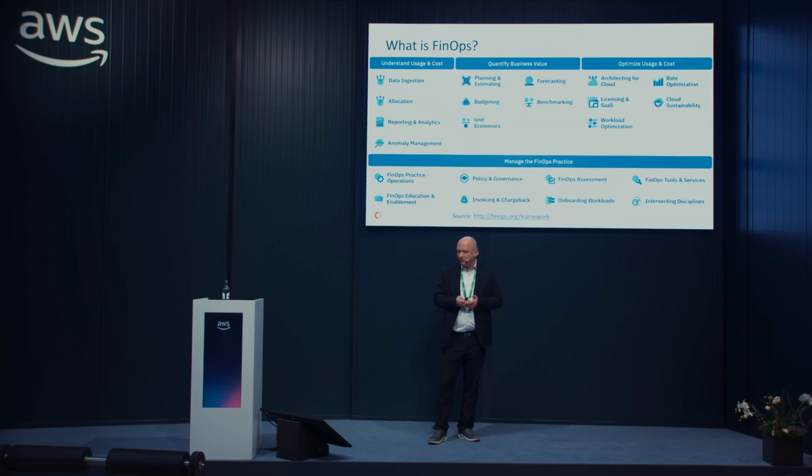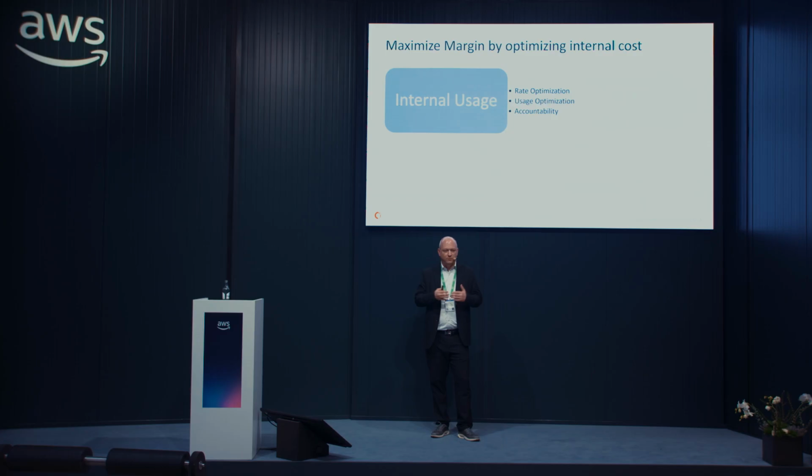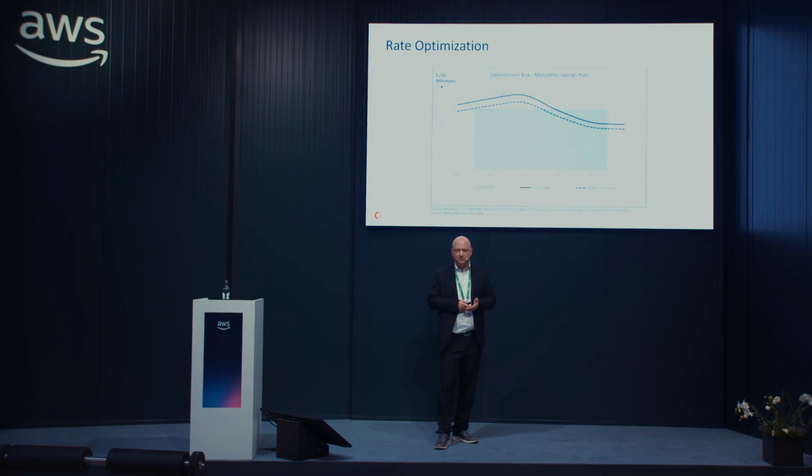But let's focus on the first topic: how we can optimize our internal usage and bring these costs down. There are three topics: rate optimization, usage, and then I'll go a bit into accountability. With the rates, we are using commitment models. You can commit to a certain cloud spend, typically for 1 year. You could do this 1-year commit and after that year renew the commitment. But there's a better way.